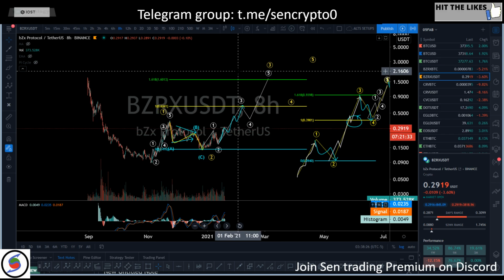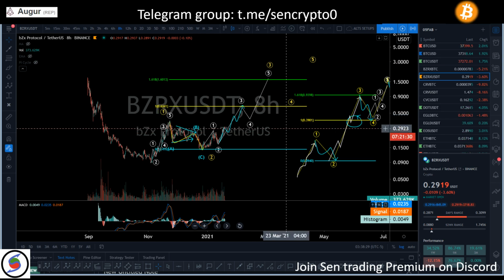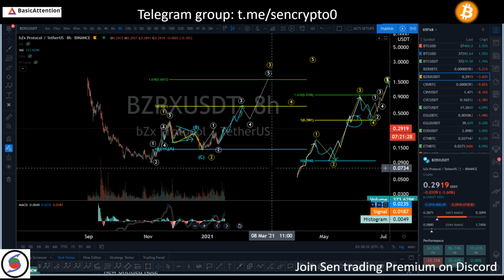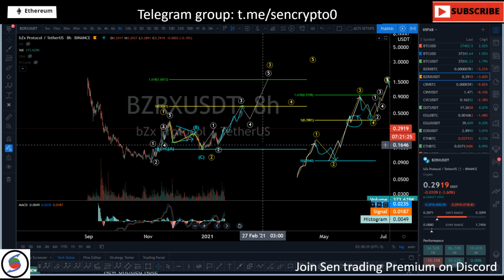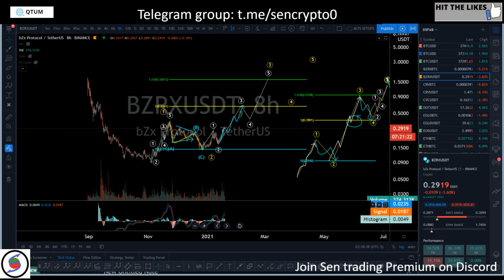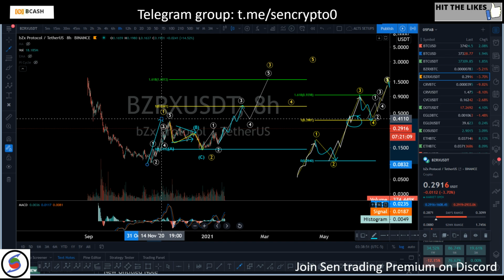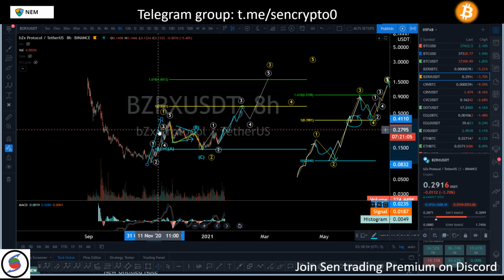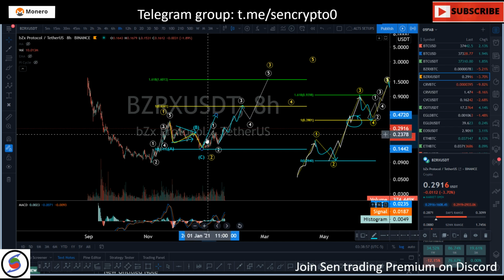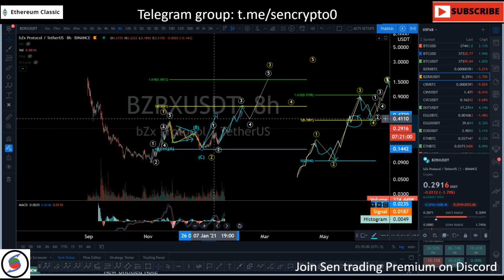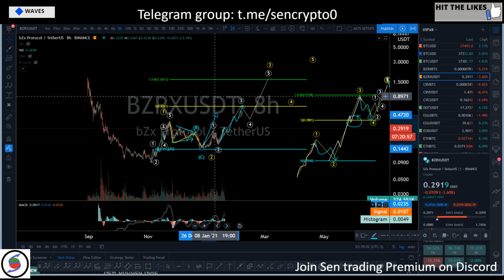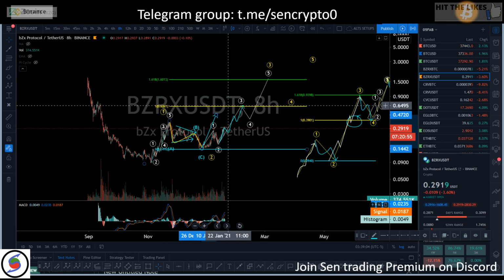But how do we calculate wave number 3? It is very important. In general, most analysts look for a 1.618 extension to the upside. What is a 1.618 extension? It means 68% longer than your wave 1. This is my wave 1, so I'm looking for another wave after the correction to the downside. This wave has to be 68% longer than wave 1.